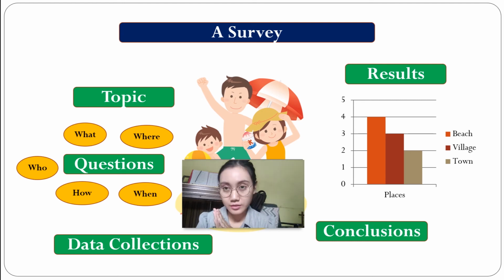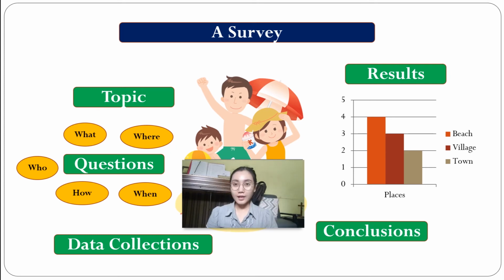Now we go on to the fourth step. That is results, atau hasil dari segala survei yang sudah kita lakukan. The results can be formed in a bar graph atau biasa kita sebut sebagai diagram. Like this. You see on the diagram how many friends went to the beach, the village, and the town.